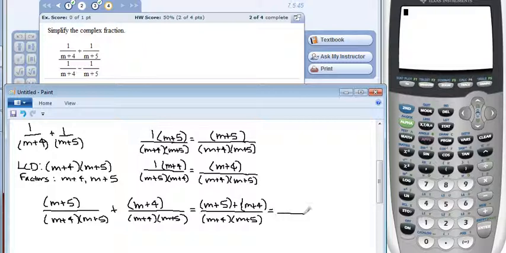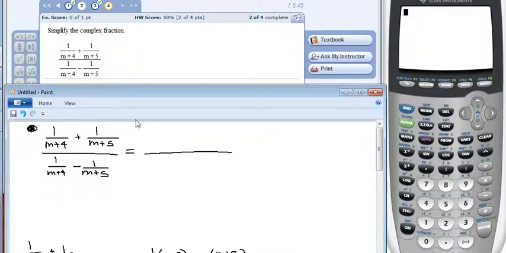Well, this can be messed with a little bit. I don't need these parentheses because I've got an addition here, but I do have two m's. I can add those two. And I've got a positive 5 and a positive 4. So there's my, what was this? The numerator. Okay? 2m plus 9.